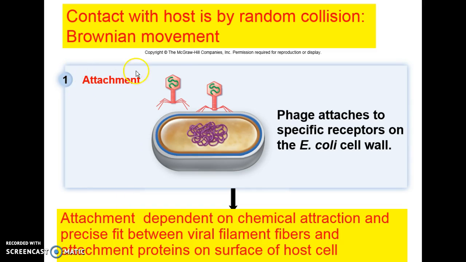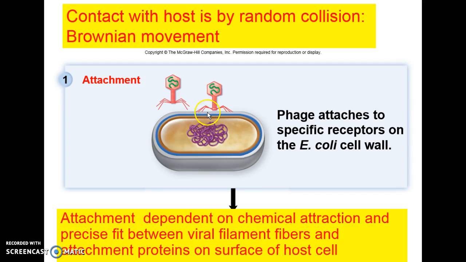The first step, attachment, occurs when the phage contacts the host through random collisions or Brownian movement. Viral particles are constantly being bombarded by air molecules, and through these random shaking, the phage may encounter the host. In the case of the T4 phage, its host is E. coli.